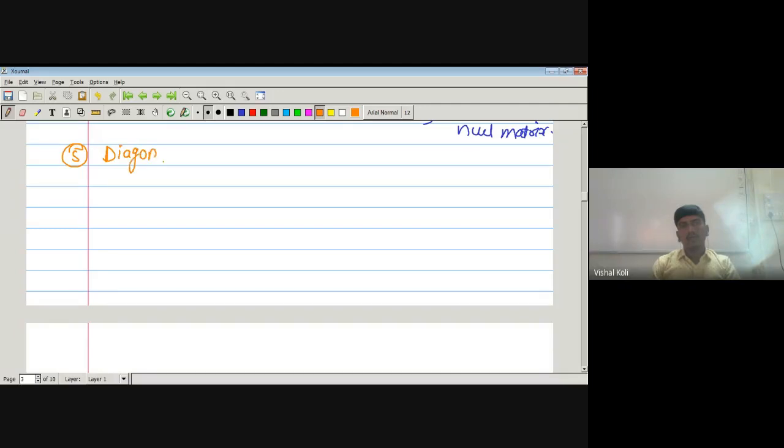Diagonal matrix. For a diagonal matrix, we require the matrix to be a square matrix. A matrix is said to be a square matrix if the number of rows and the number of columns are the same.